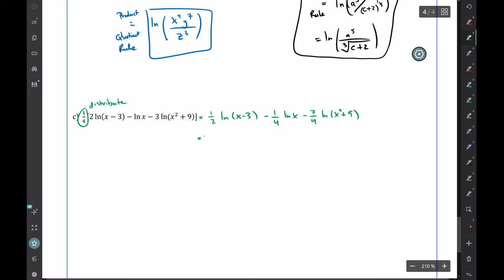And then you could do the power rule. So this is ln of (x-3) to the 1/2, minus ln of x to the 1/4, minus ln of (x²+9) to the 3/4. And then you could use the quotient rule to write this as the natural log, or ln, of (x-3) to the 1/2 over x to the 1/4 times (x²+9) to the 3/4.